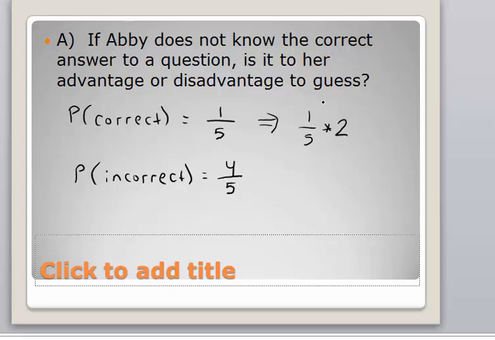For the incorrect option, we'll multiply the probability, which is 4/5, times 1/2. And why 1/2? Because if she guesses incorrectly, she will lose half a point. And we show it as a loss by putting a negative in front of the 1/2.